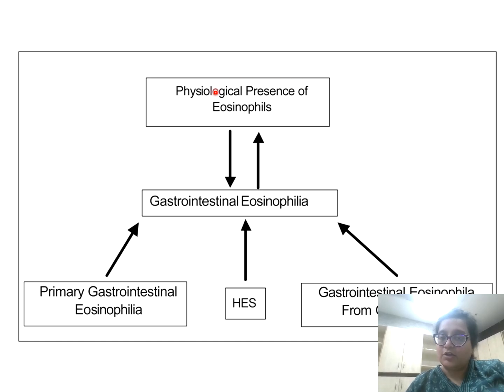So, physiological presence of eosinophils: see, there are normal eosinophils present. I've already told you each part of the gut has a cutoff. I'll show you the cutoff in the next lecture. Now, that is physiological. Normally, the gut shows some eosinophilia because we are having food, we are having foreign material. Some protection is needed in the gut in the form of cells, in the form of immunoglobulins. But when the cutoff increases, that leads to gastrointestinal eosinophilia, which can be primarily due to some heritable cause.